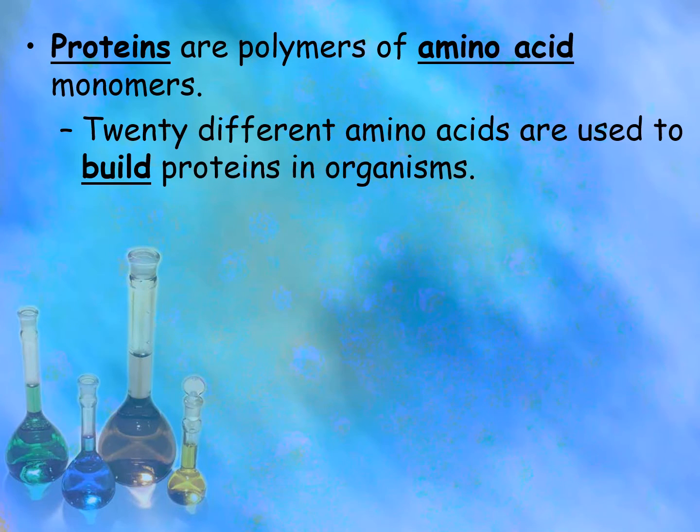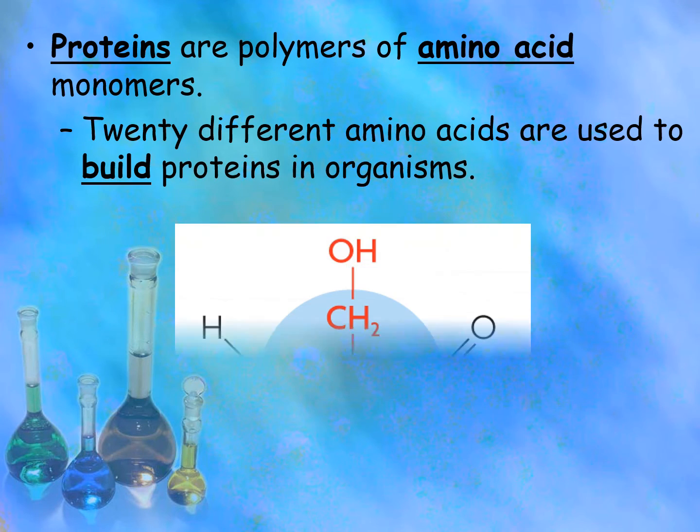If you think about the English language, there's 26 letters, and depending on how you arrange them and organize them, you can create all kinds of different words. Well, it works the same way with these amino acids. There's only 20 of them, but there are hundreds, thousands of different types of proteins, and it all depends on how you arrange those amino acids.